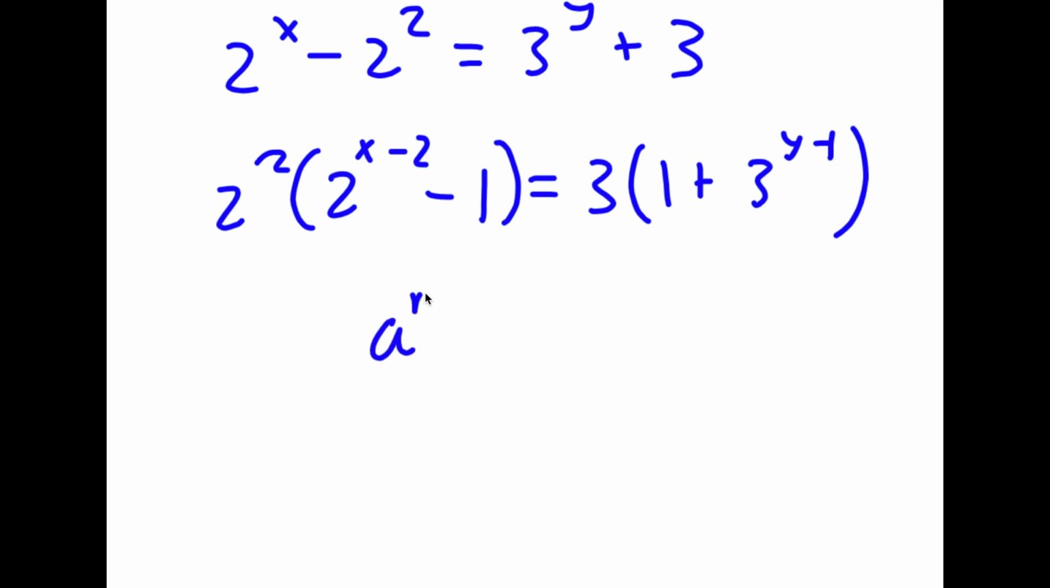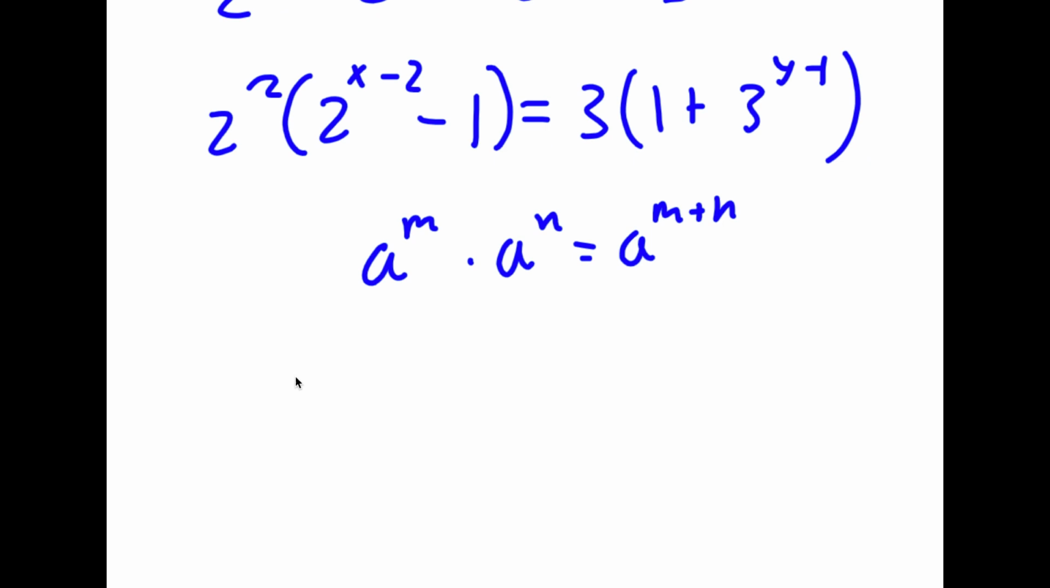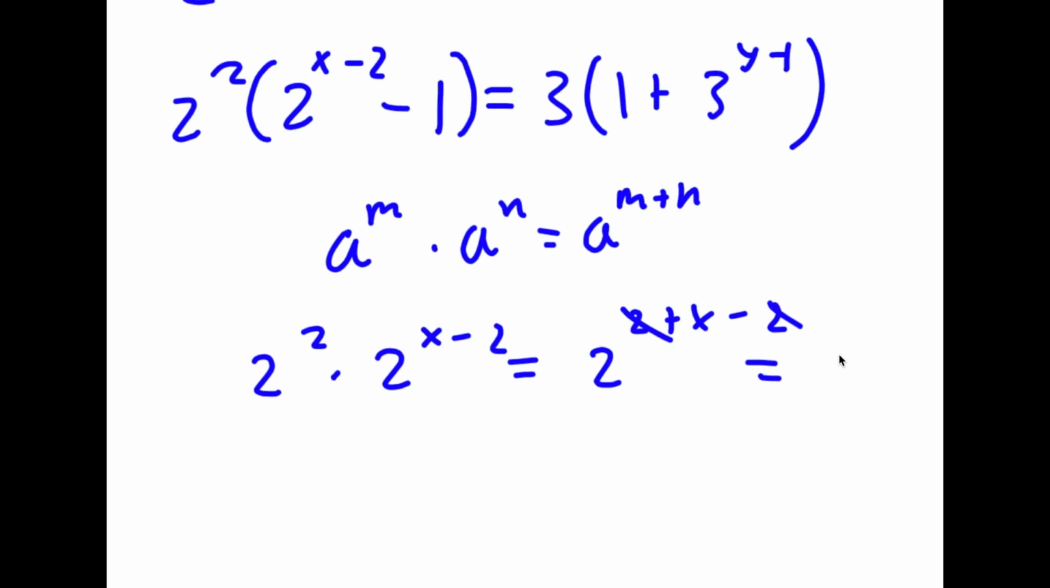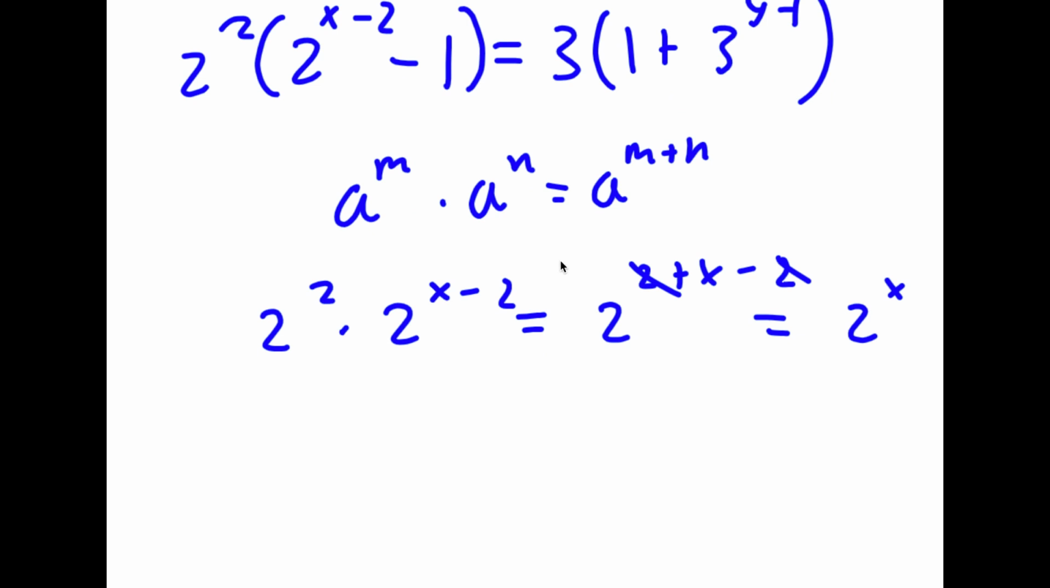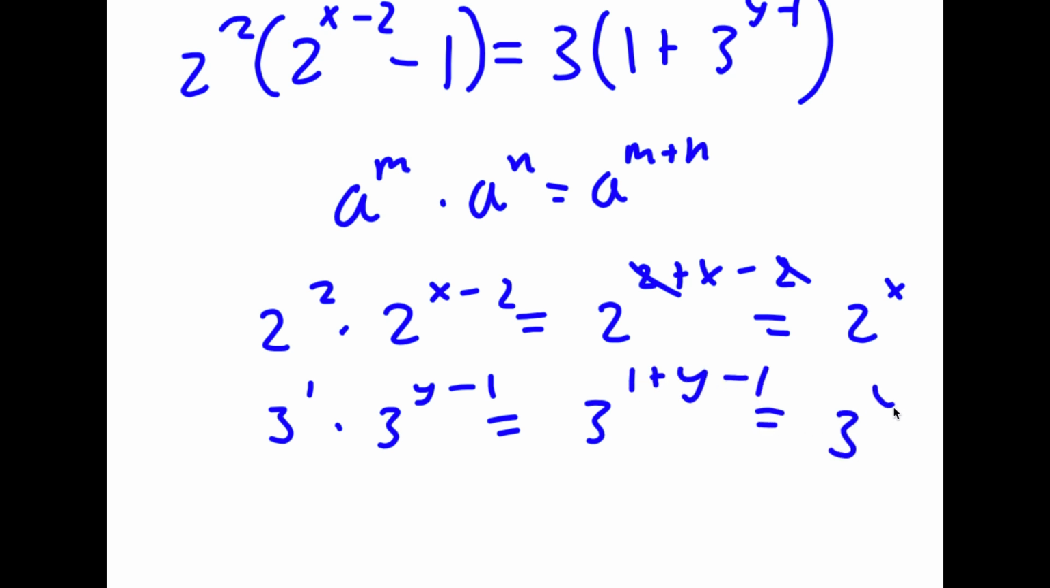Now, if I have something in the form a to the power of m times a to the power of n, this is equal to a to the power of m plus n. So 2 squared times 2 to the power of x minus 2, this is equal to 2 to the power of 2 plus x minus 2, which is equal to 2 to the power of x. So now I have 3 times 3 to the power of y minus 1. 3 is the same thing as 3 to the power of 1. This is equal to 3 to the power of 1 plus y minus 1, which is equal to 3 to the power of y.